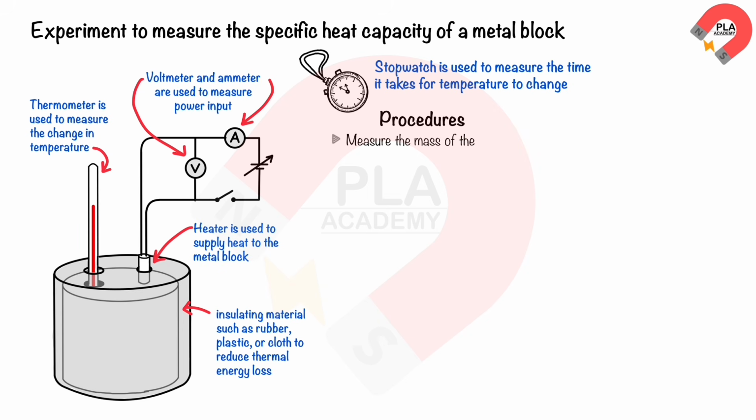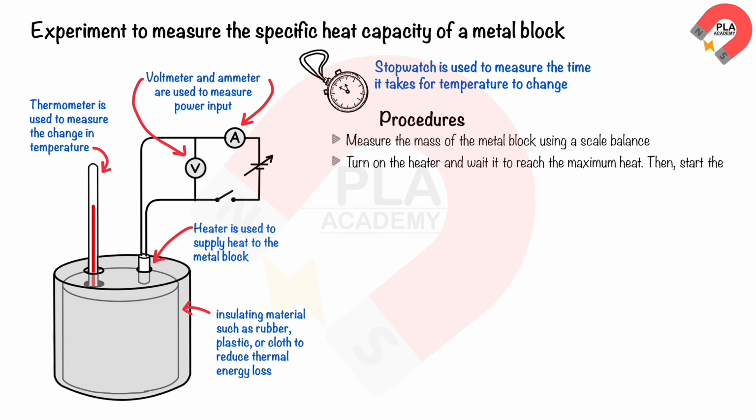First, measure the mass of the metal block using a scale balance. Second, turn on the heater and wait for it to reach the maximum heat. Then, start the stopwatch and record the initial temperature, T1.